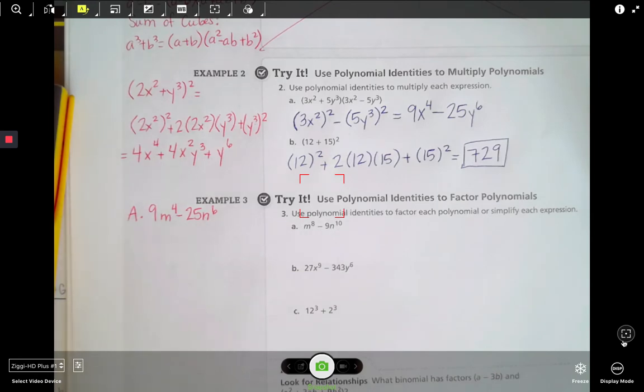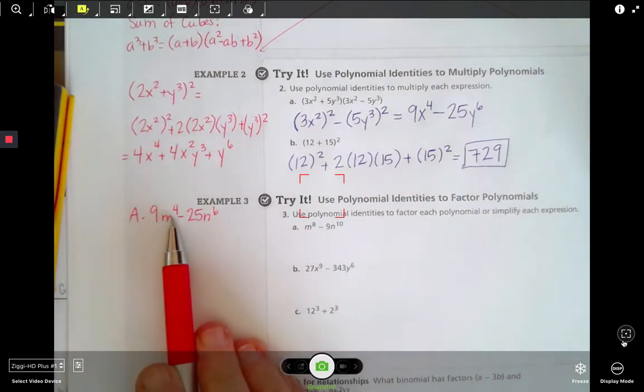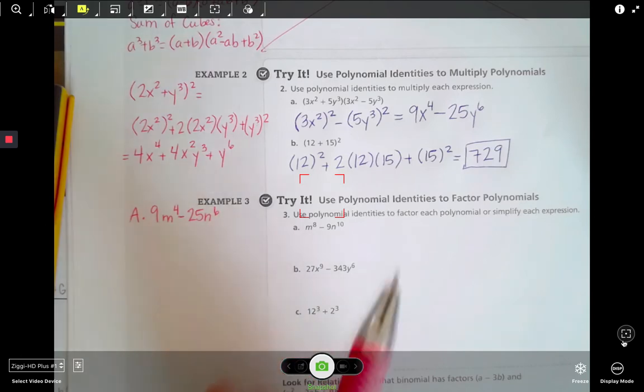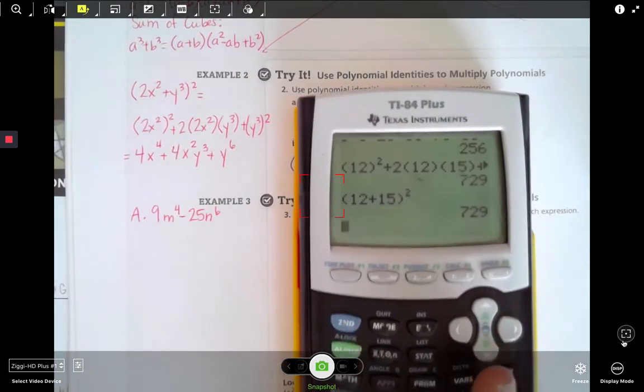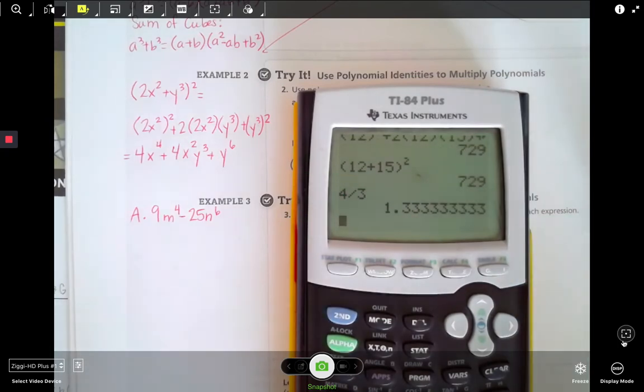To determine whether or not it can be the difference of cubes, you take each exponent. For instance, you take 4 and 6 and divide by 3 to see if it divides out evenly. 4 divided by 3, no, it does not. So it can't be the difference of cubes. Let's see if it can be the difference of squares.